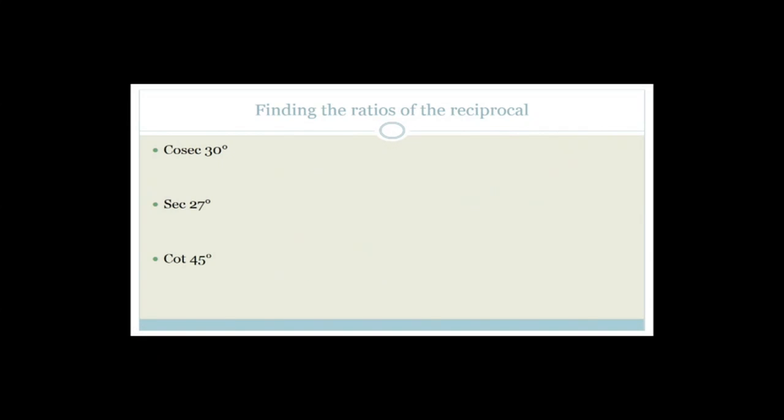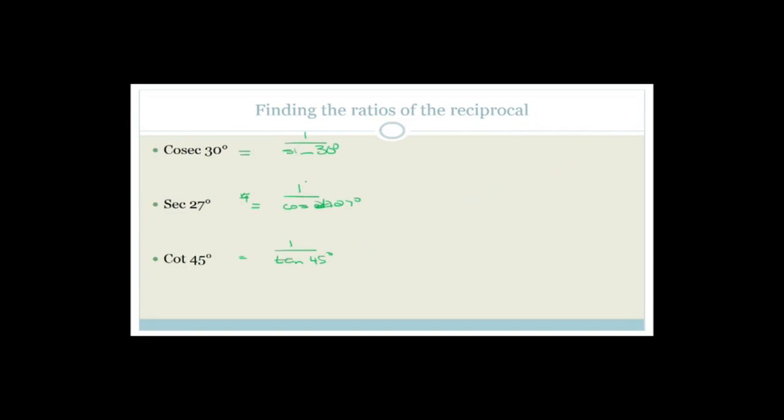Now we're trying to find the ratios of the reciprocals. It's a little bit more complicated because we are finding the reciprocal ratios. So do you agree that this is 1 over sine? Cosecant is the opposite of sine. So it's 1 over sine 30 degrees. This one, I might as well write it down, secant is the opposite of cos. So this is 1 over cos 27 degrees. And cot is 1 over tan of 45 degrees.